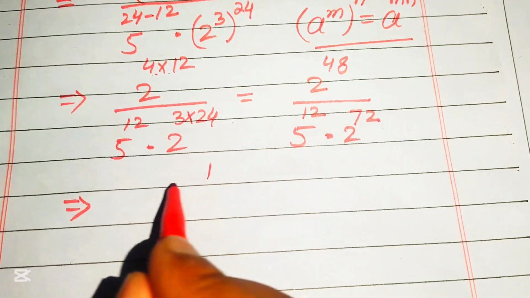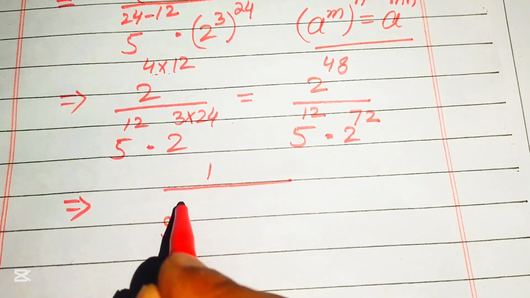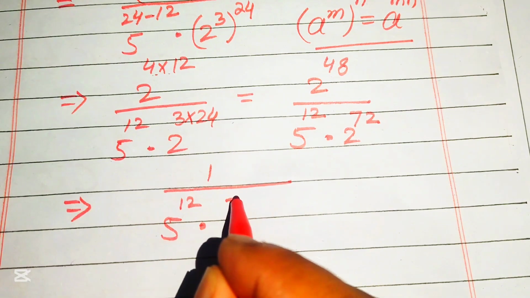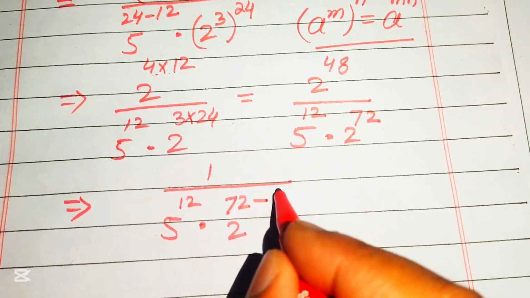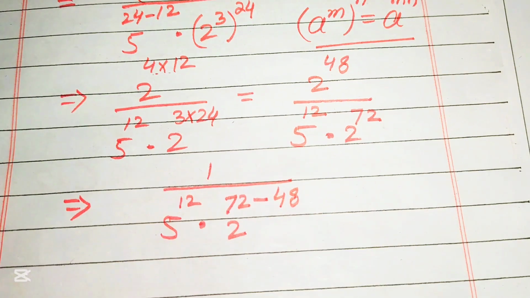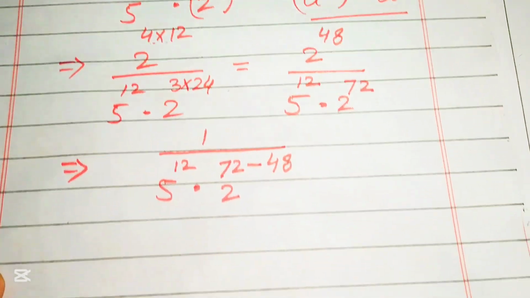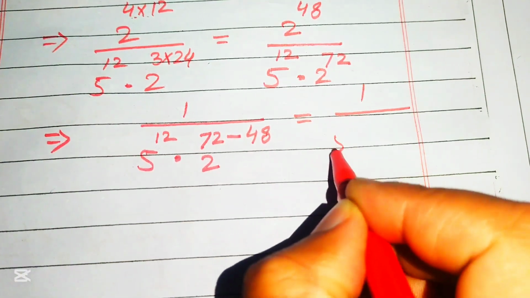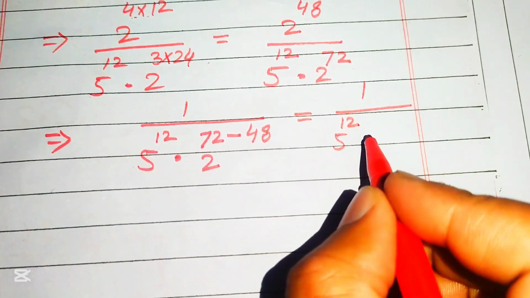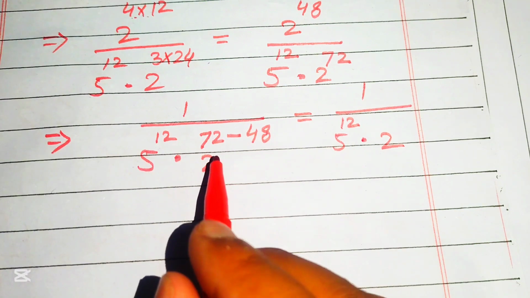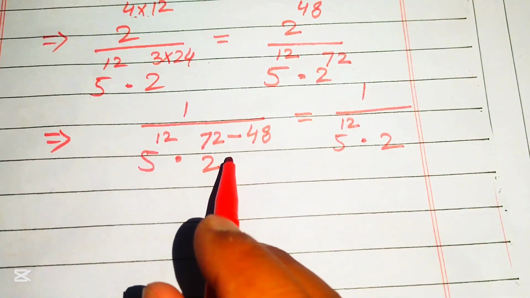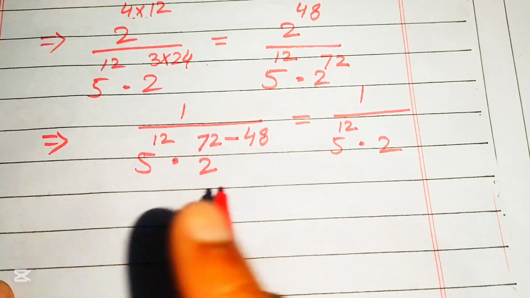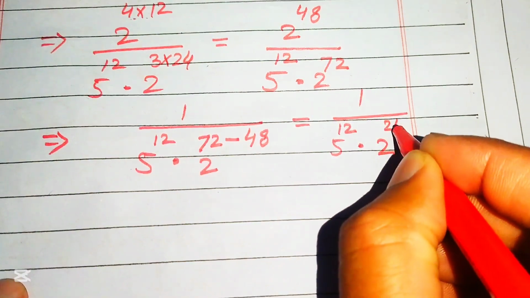So we have 1 divided by 5 to the power of 12 into 2 to the power of 72 minus 48. Here we subtract these two values and it will be written as 1 over 5 to the power of 12, multiplied by 2 to the power of 72 minus 48, which is 24. So you get 2 to the power of 24.